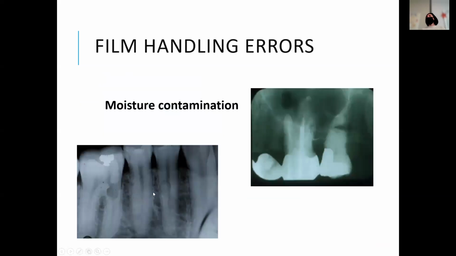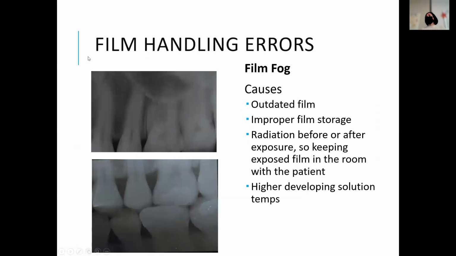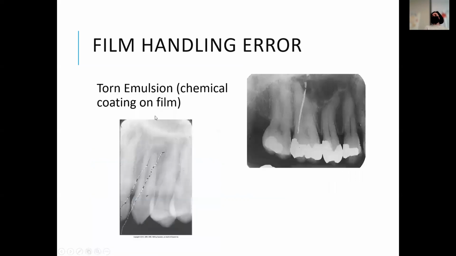Moisture contamination, again, that's saliva. You can just see some of these dark spots that showed up earlier. Little bubbly kind of looking. And then film fog. So this can be from an old film. Maybe they're using films that have been around, or maybe they didn't keep them in a safe enough place. So they kept them in a drawer that got a minute amount of radiation, and so it made the films not as effective when you went to use them. Or it could have something to do with the high temperature in the solution. So different things, but if it's kind of foggy, improper film storage or outdated films would be a big one.